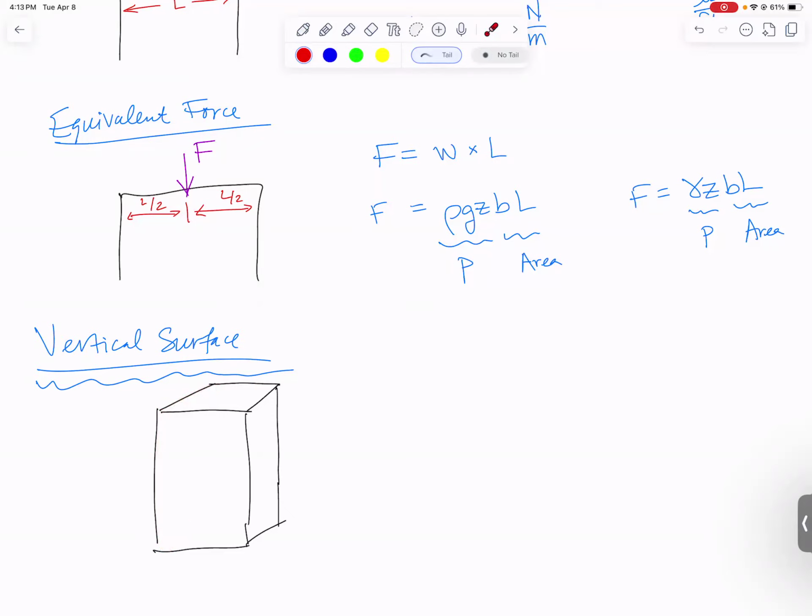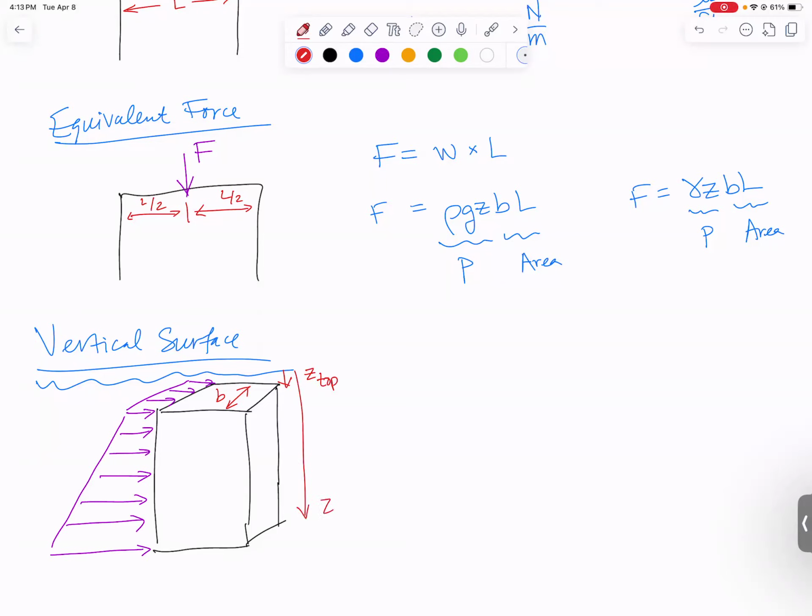First of all, we know that the pressure is going to be different at the top where it's shallow compared to the bottom where it's deep. And it's going to vary linearly, so make that a straight line. We are going to need that breadth B at some point, and we're also going to need to know how deep this is. So I'm going to draw it on here as, call it Z at the top, and then this one would be Z to the bottom.